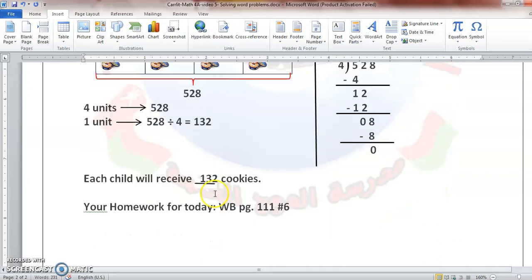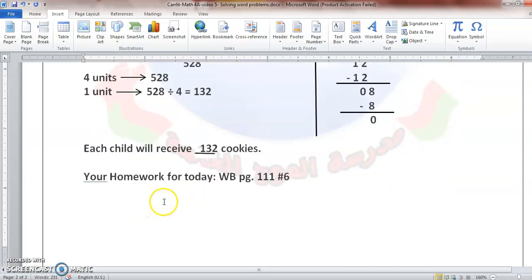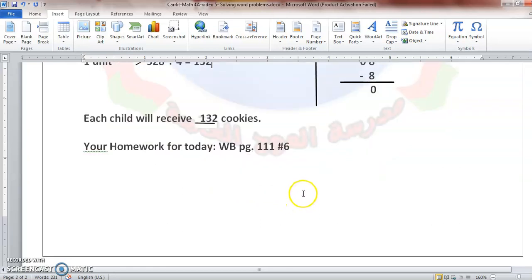Okay? So your homework for today, in addition to the above, is workbook page 111, answer number 6. Okay? That's all for today.